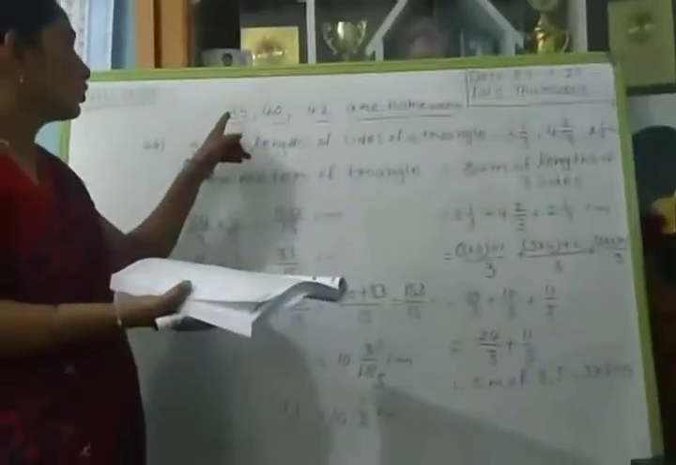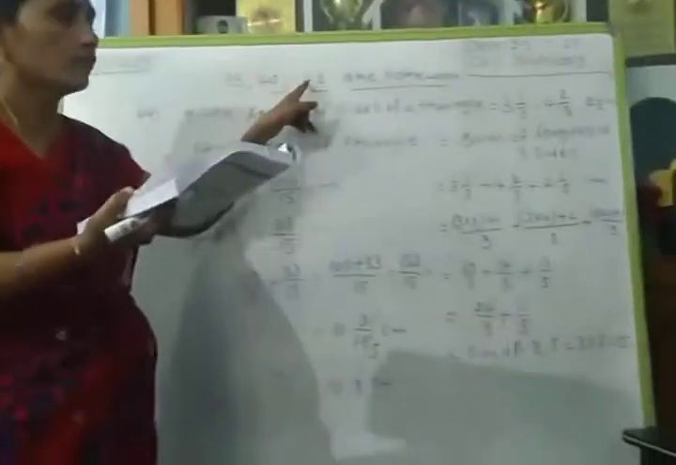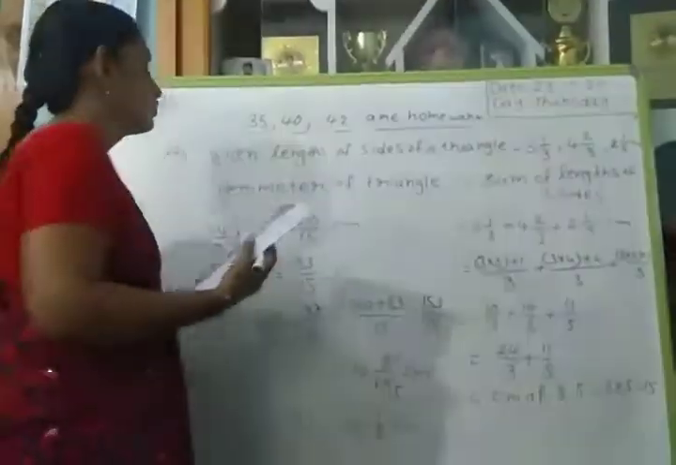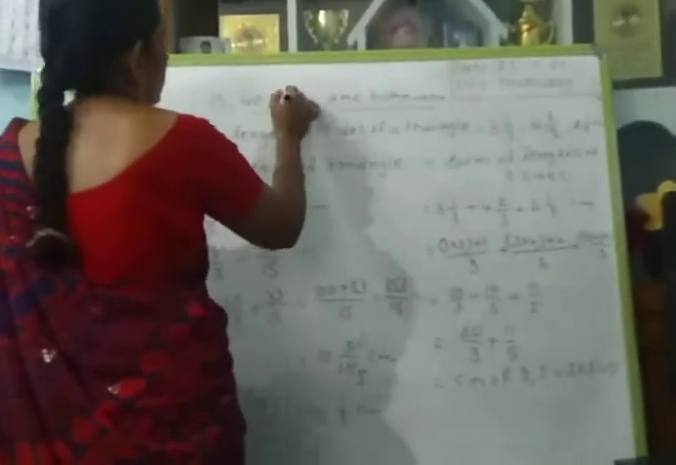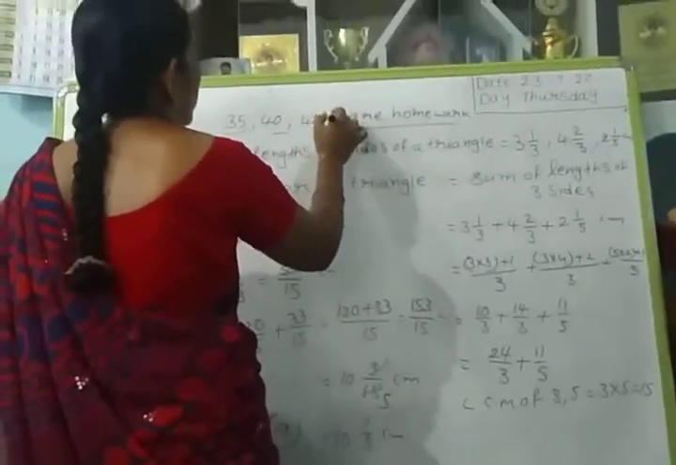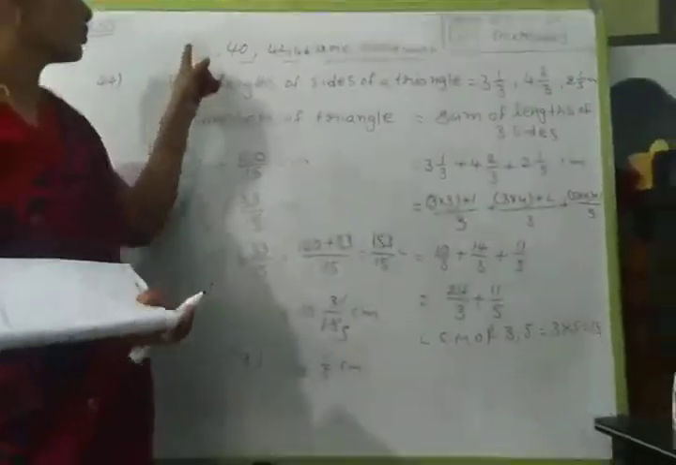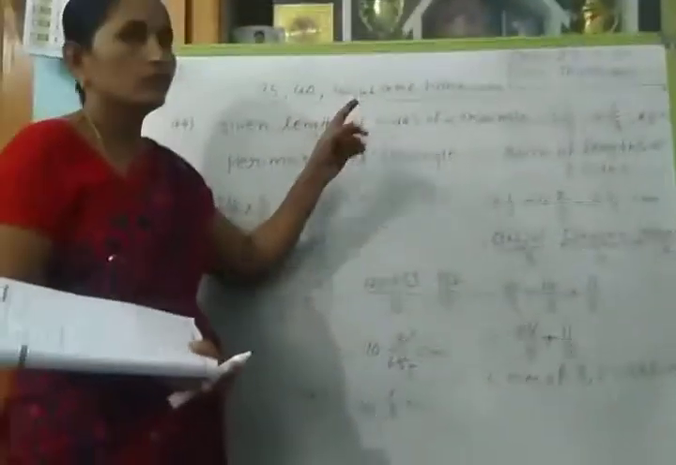So today do homework problems 35, 40, 42. Already I gave the 46th problem also as homework. Once you do 42 and 46 also, tomorrow I will explain the 45th problem. So today's homework is 35, 40, 42, 46 problems.